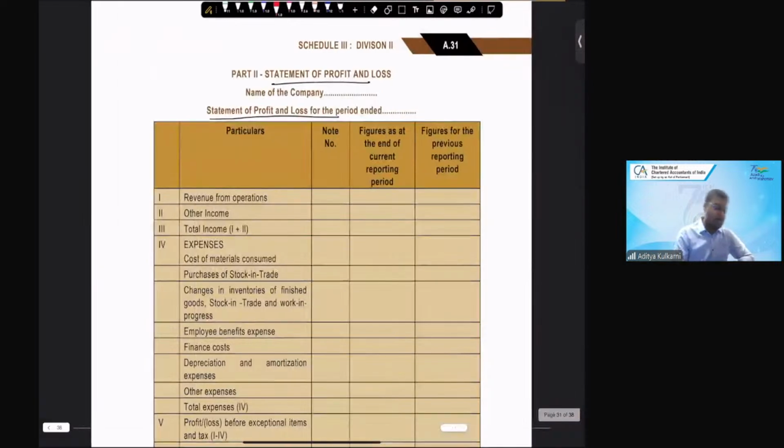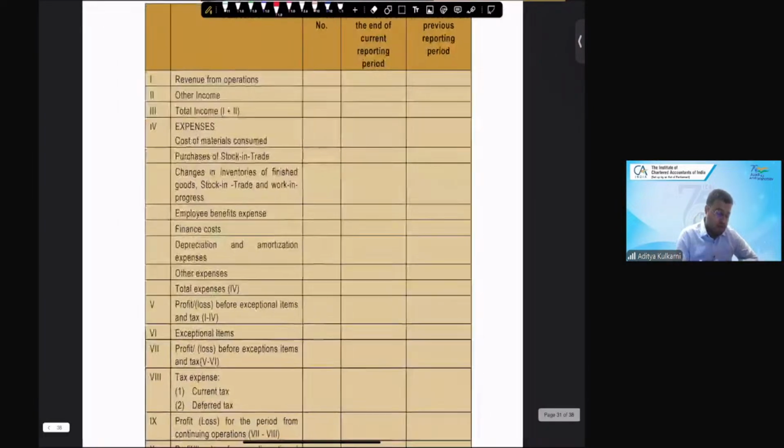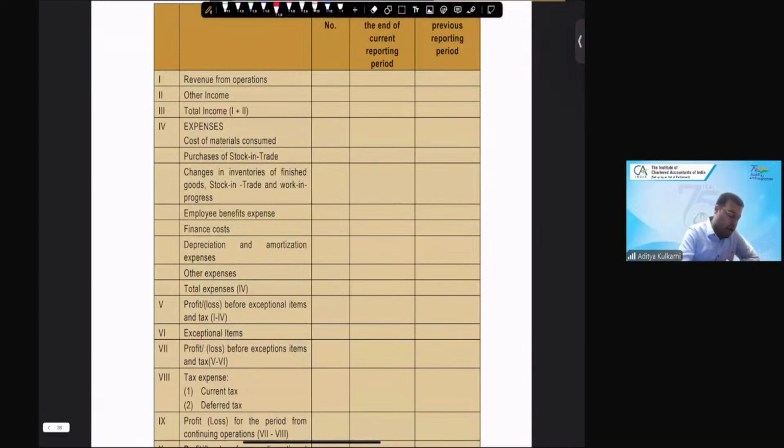Okay. Coming to the statement of profit or loss. Revenue from operations, other income, to give you total income. This is the total income that becomes the basis for rounding off. Okay, next.